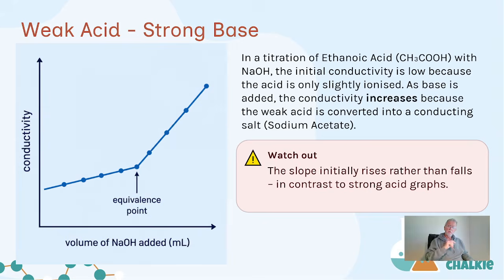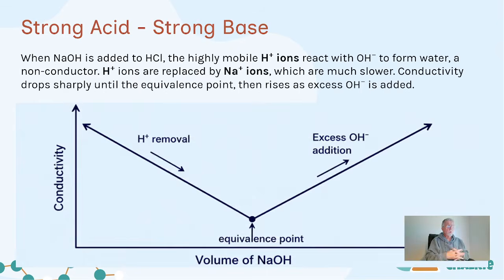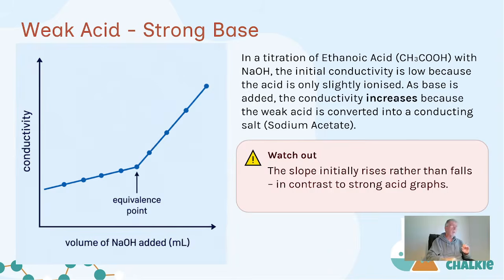Is this coming as a surprise to you? Were you expecting, hang on a sec, let's go back. We're expecting the weak acid to go down, but not to have started so high, but still go down to the equivalence point. If you were, why doesn't it do that?